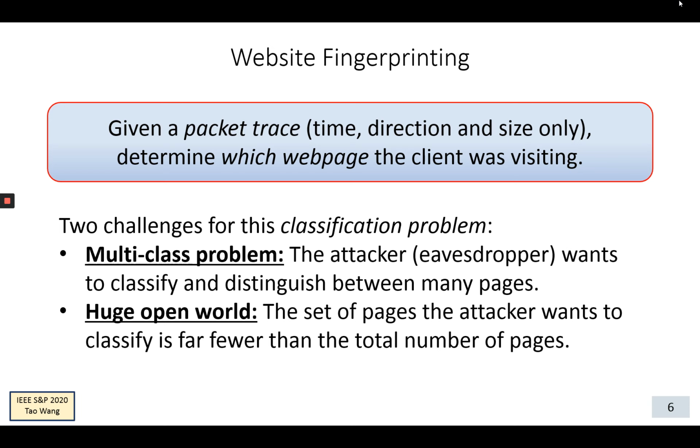The usual way to deal with a huge open world is to solve it as a binary problem, but since we have to solve it as a multi-class problem, sometimes we just define the open world as an extra class, but that creates, for example, class size bias.